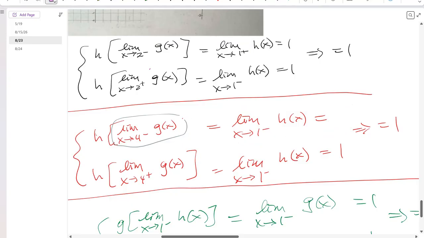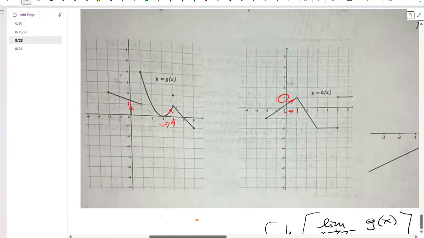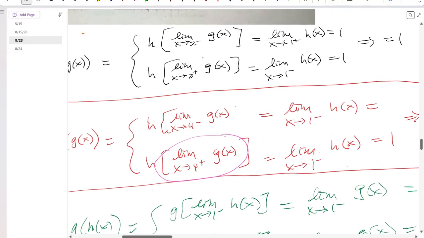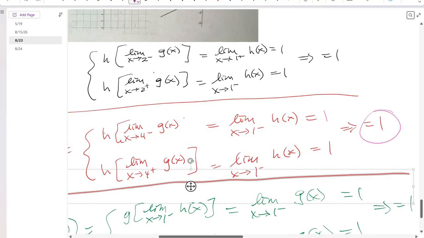All right, so now let's look at this one. x is going to 4 from the right of g of x. So we go back to g. Now we're coming in from the right of 4, and it looks like it's getting to the same numbers there, the 1 from the left. So that's what we look at for h. Coming in 1 from the left is still going to be 1. Those two answers are 1. They're both the same exact 1, and so that's why that answer was 1.